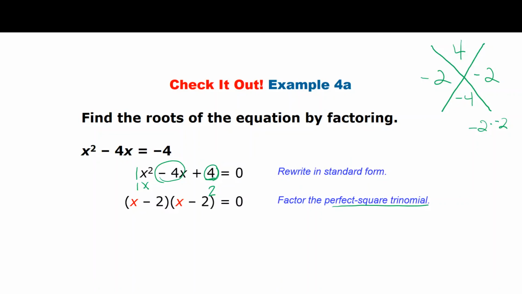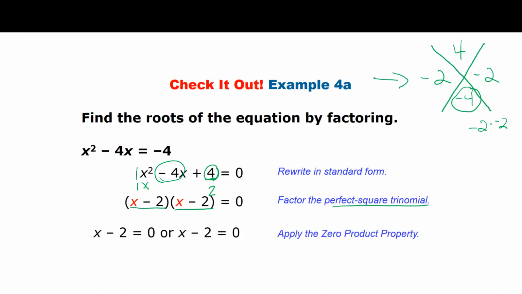And negative 2 plus negative 2 equals negative 4. So I could have gone ahead and factored it out that way. Gets the same thing. To me, this method works easier, but this other method, rewriting it in a perfect square trinomial, also works just fine.